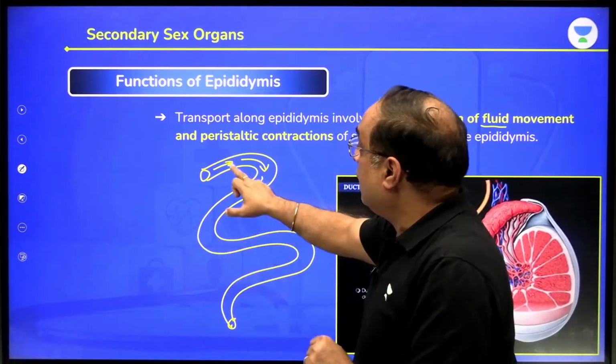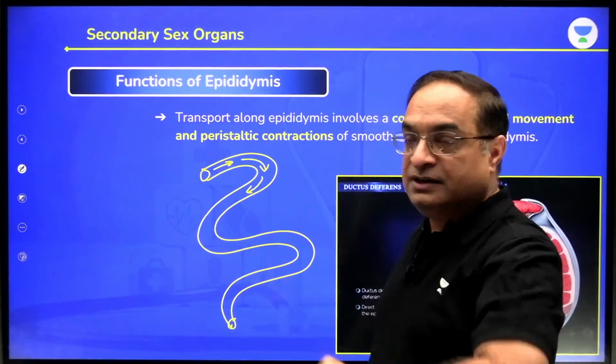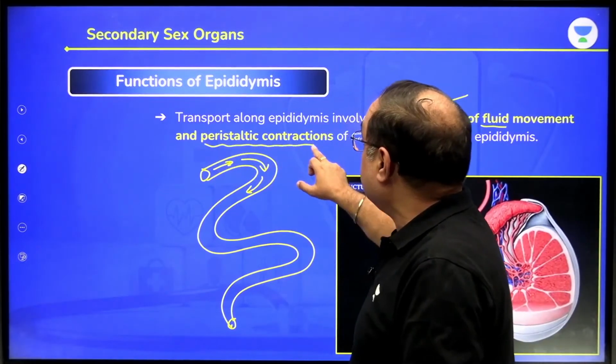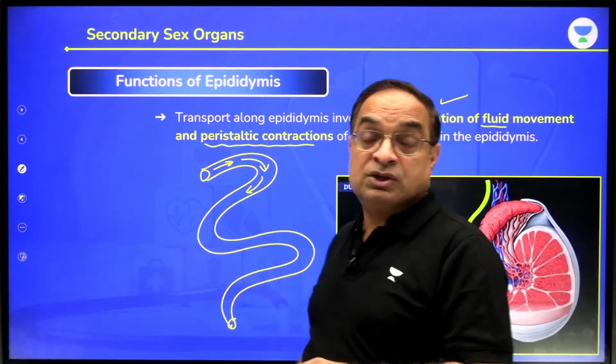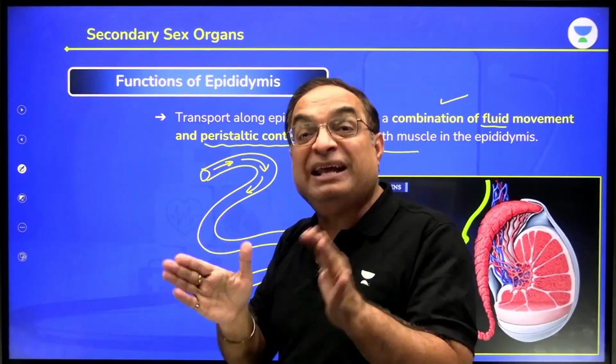Listen. How are the sperms pushed forward if they are not capable of moving on their own? Two mechanisms. A combination of the fluid movement and peristaltic contraction of the smooth muscles in the epididymis. The epididymis has smooth muscles, so they contract involuntarily and there is peristalsis.